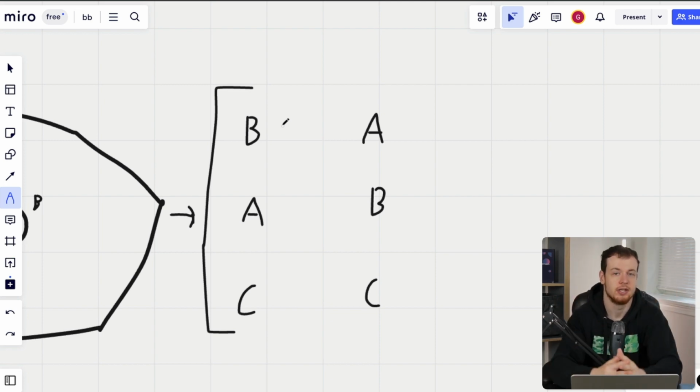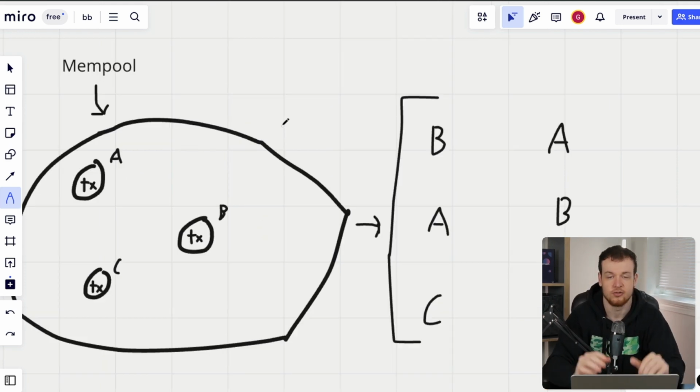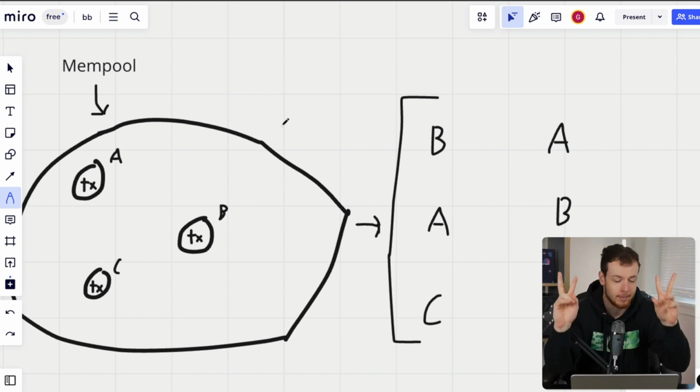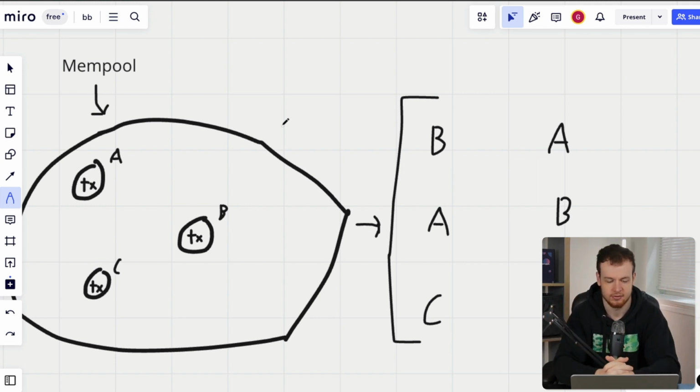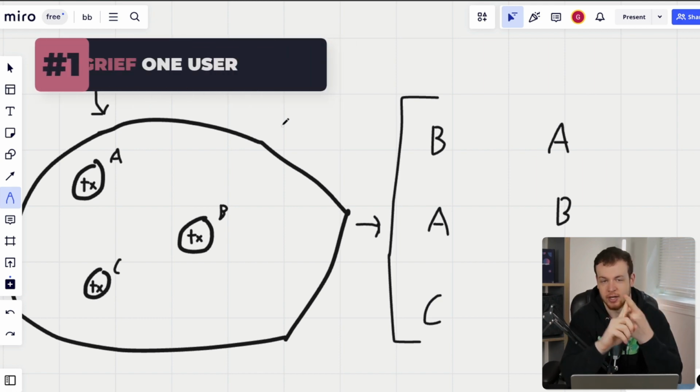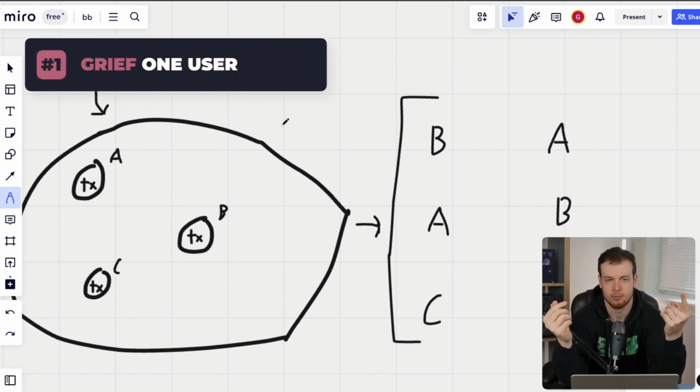There might be literally a difference in the outcome depending on the ordering of those transactions. At the most abstract level, what a front-running attack is, and it could even be considered a back-running attack, which we'll get into in a second, is just manipulating this ordering of transactions in order to either grief one user, cause them to have some loss, or cause their transaction to revert. Just change the execution of their original transaction in a way that is not ideal for them.